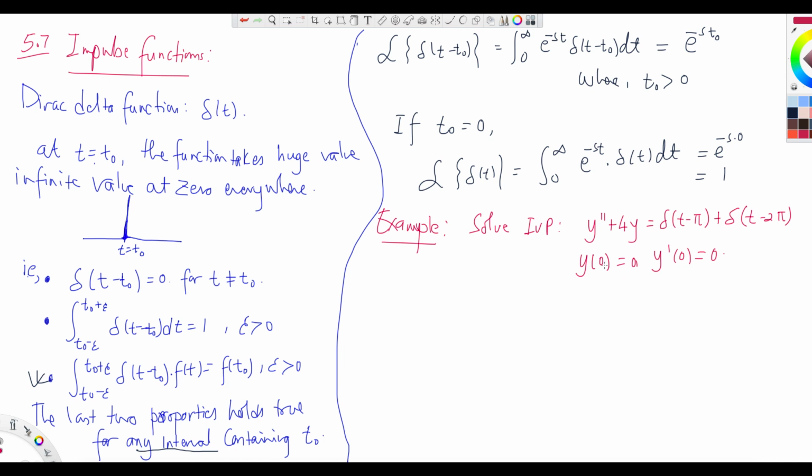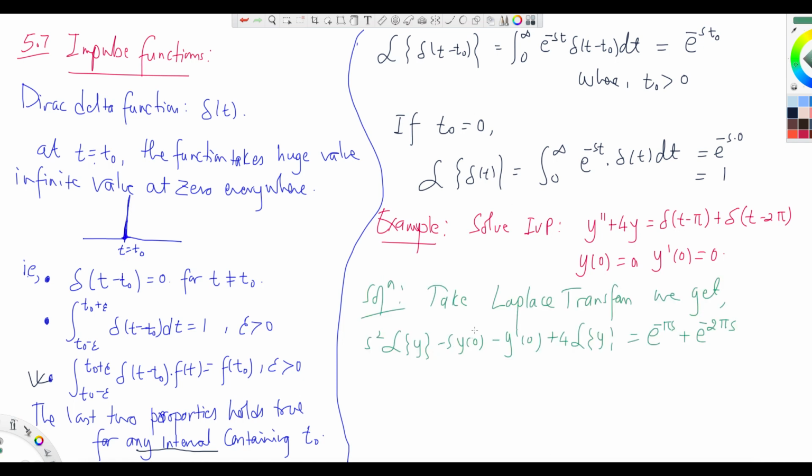So how do I solve this using the Laplace transform? We take the Laplace transform on both sides, right? On the left side, this value is 0, and this value is 0 as well. So what you get is s squared plus 4 times the Laplace transform of y, because you combine these two terms and take the Laplace transform of y outside, equals e to the negative pi s plus e to the negative 2 pi s. You see that?